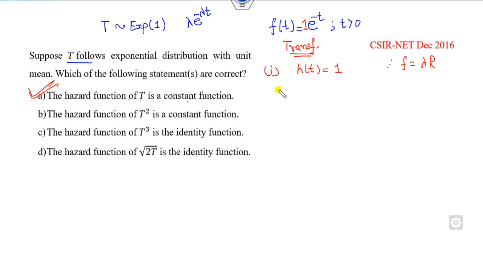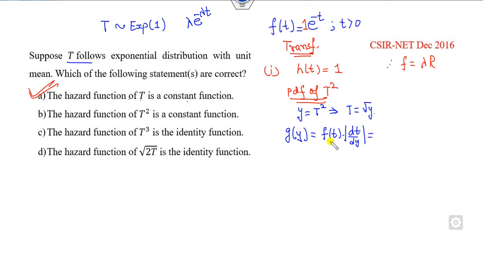Hazard function of the t square. So you can find the PDF of t square firstly. Very simple. You can take y is equal to t square. Fine. So t will be my root y. So if I consider g as my PDF of the y, it will be function of the t at this point into dt by dy. Fine. So what is that?